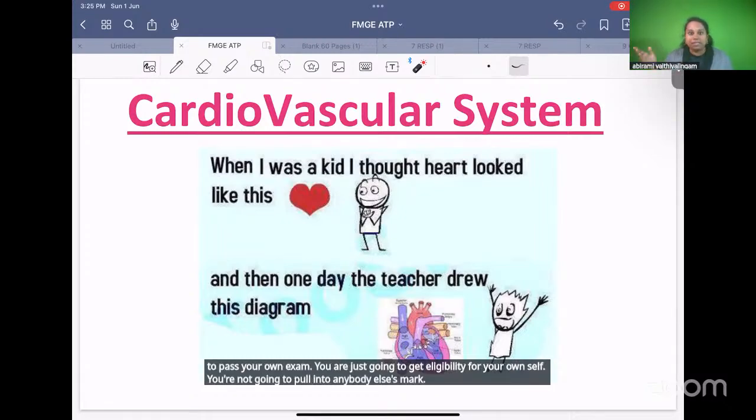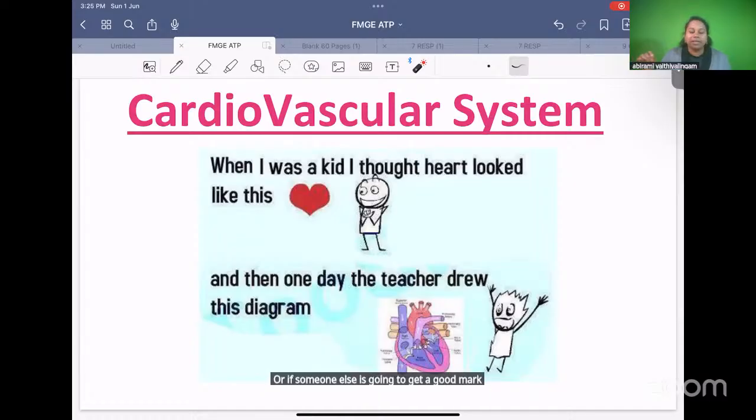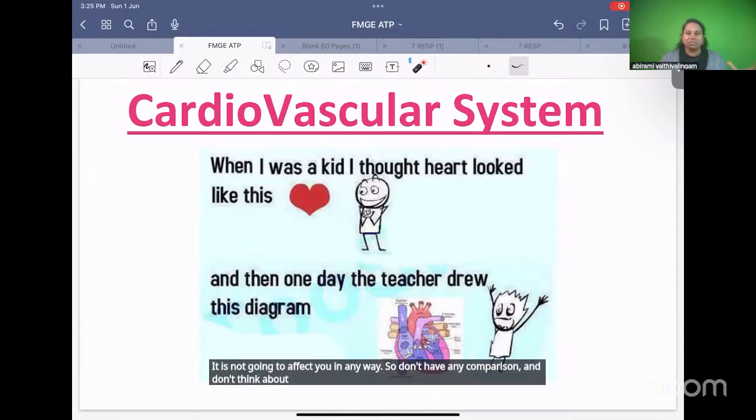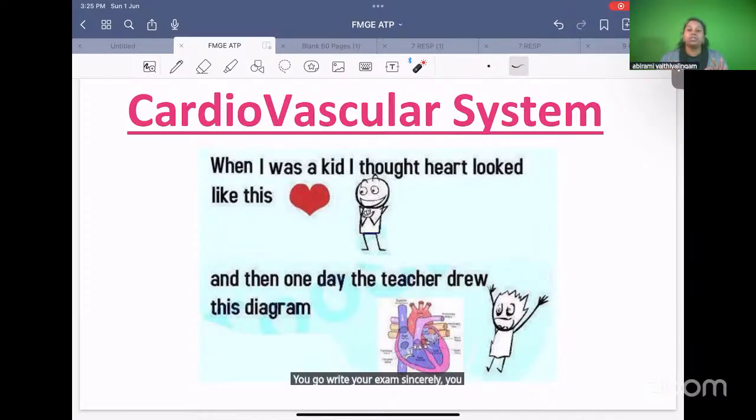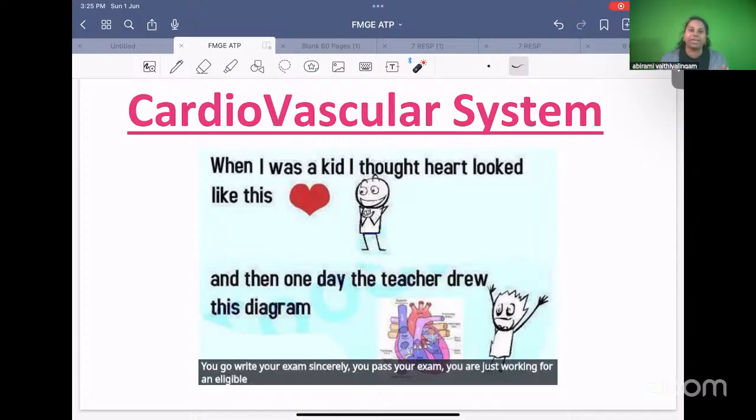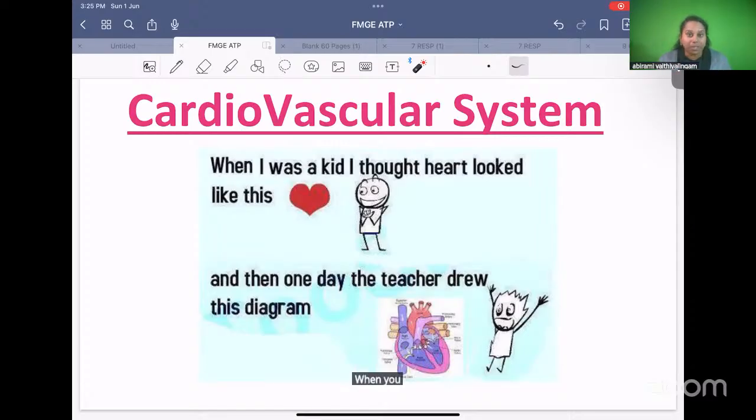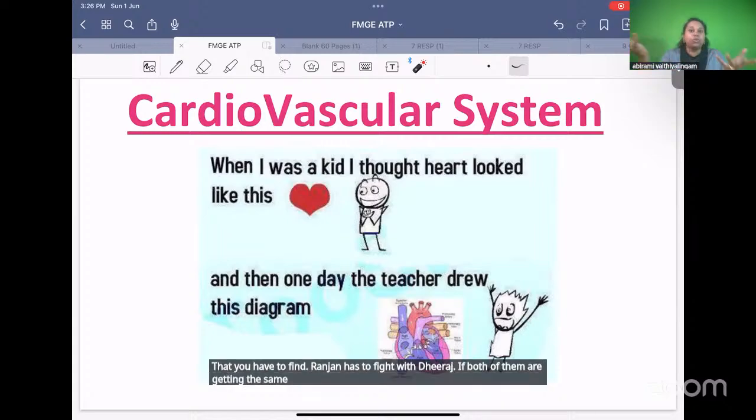Or if someone else is going to get a good mark, it is not going to affect you in any way. So don't have any comparison and don't think about the sections being different or standardization being different. Don't worry about all that. You go write your exam sincerely. You pass your exam. You are just working for an eligibility in your exam. When you move on to NEET PG, the next step, you can worry about all this. There you have to fight. Ranjan has to fight with Dheeraj. If both of them are getting the same rank, we won't know who will get that PG seat. But now it is not the case for you.